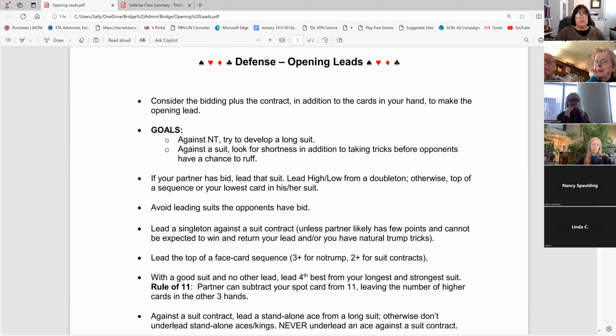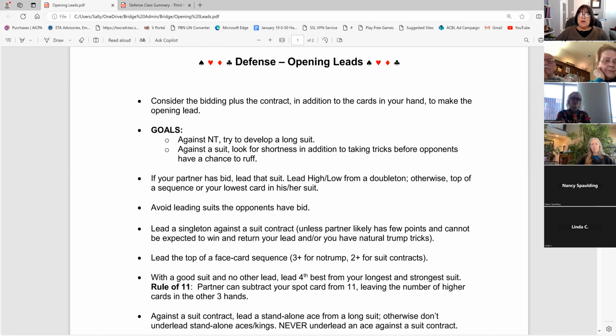We talked about goals of opening lead. In no trump, in general, we're looking for length. We're looking to find a long suit that we can set up between ourselves and our partner in order to establish extra tricks. In a suit contract, usually we're looking for strength, the high cards between our cards and our partner's side, and possible shortness to be able to get in before the opponents can draw our trump in.